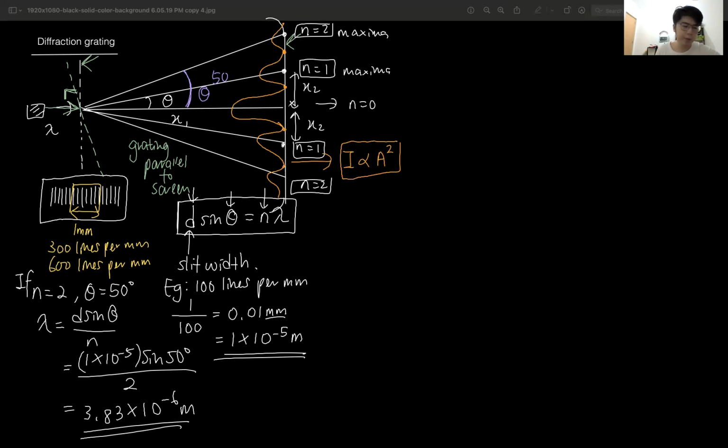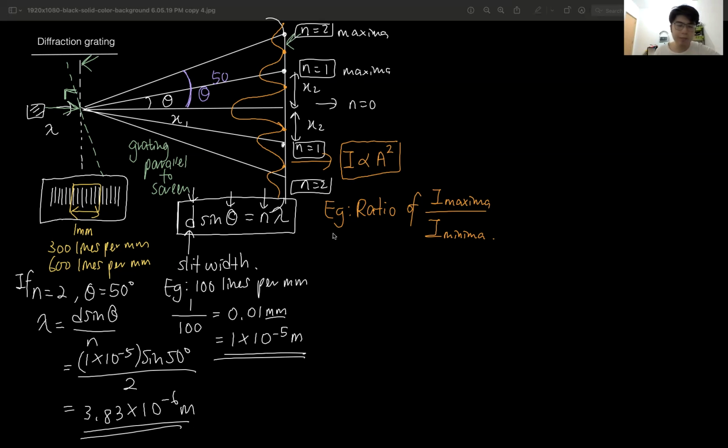Okay, let me give you one example of how they will ask about the intensity. For example, they ask you to find the ratio of the intensity of the maxima over the intensity of the minima. Usually they will ask for a ratio because you can't really calculate the absolute value since you only have a direct proportionality; you don't have an equation for that.